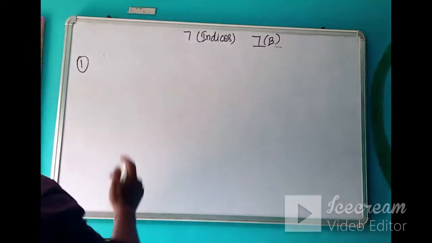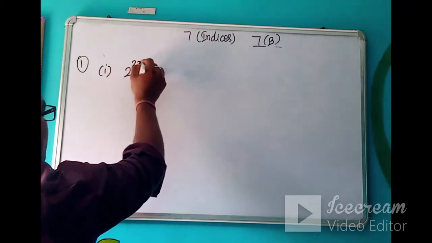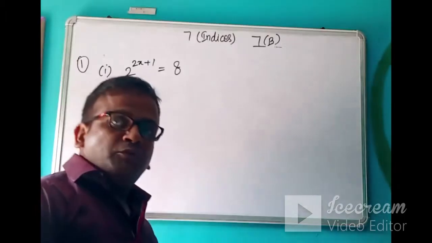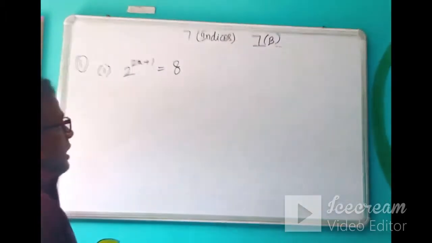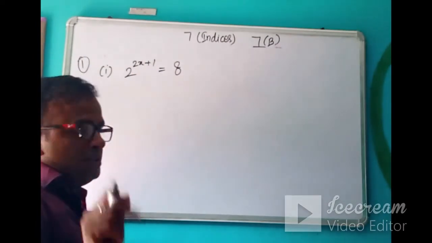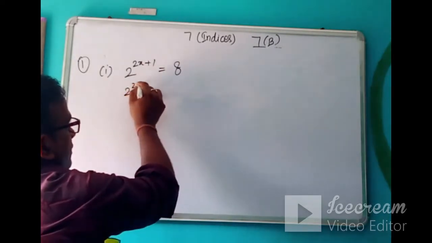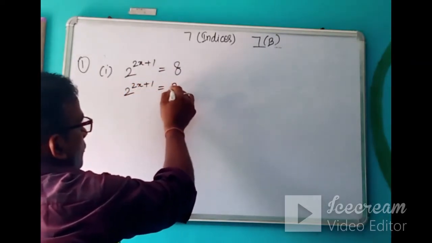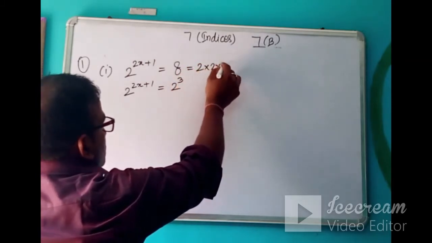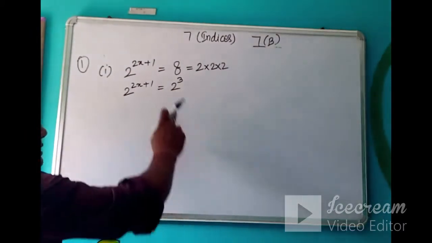In this, it is given that 2 to the power 2x plus 1 is equal to 8, and with the help of this we have to find the value of x. Now see, this is 2, this is 8. Both the sides' bases should be the same. So what we will do? We will convert this 8 into a power of 2. If you remember, 8 we can write as 2 into 2 into 2. So I have written the 8 as 2 cube.